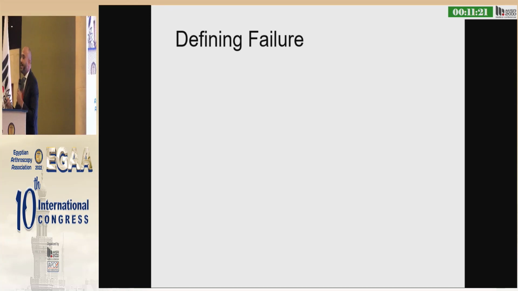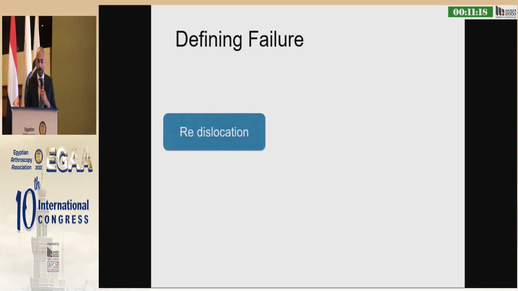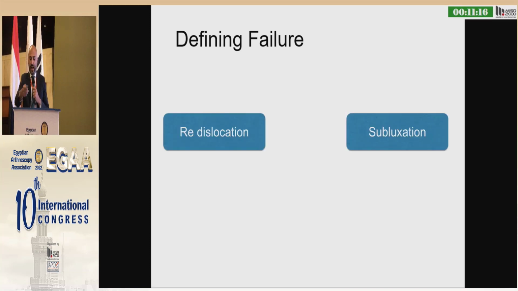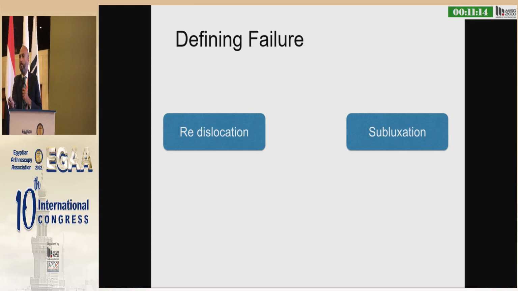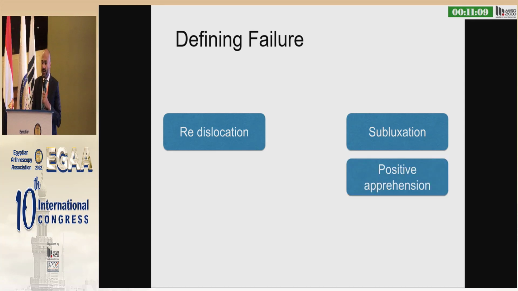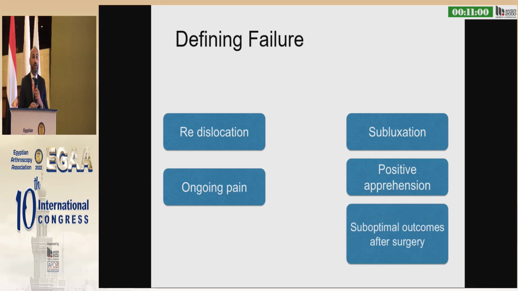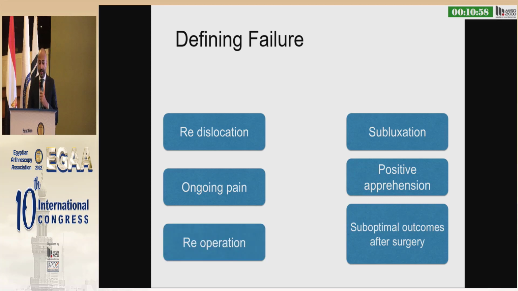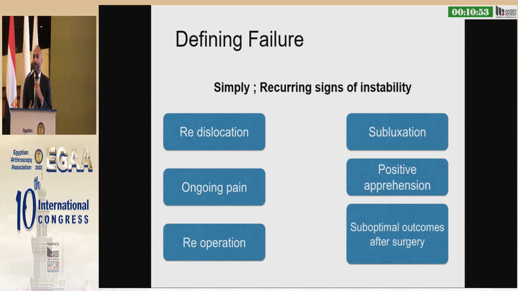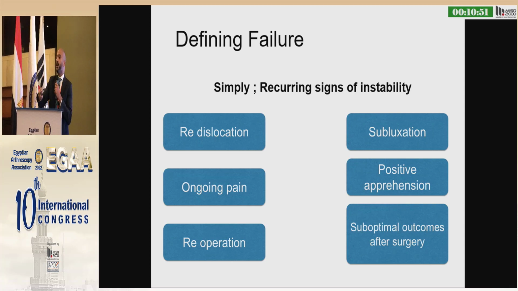So do we really have one parameter to ask for? Let me say that, as you said, some describe subluxation as a failure, and a redislocation as a failure. A positive apprehension sometimes in some studies is defined as failure. Ongoing pain, as you said. Suboptimal surgical outcome, like the stiffness Dr. Abnour just said, and the reoperation rate. So what is actually the failure? To me, it is simply the recurring signs and symptoms of instability.